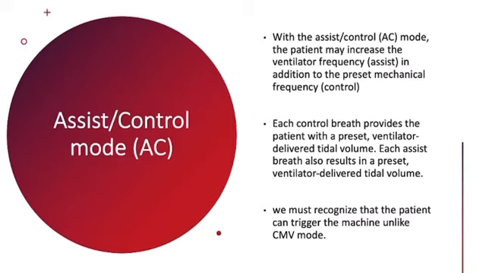Like if the patient does a triggering, the ventilator will give him or her the same preset tidal volume that is set by the RT. We must recognize that the patients can trigger, not like the CMV mode. In CMV mode, the patient cannot trigger, and there are no active muscles during this mode.